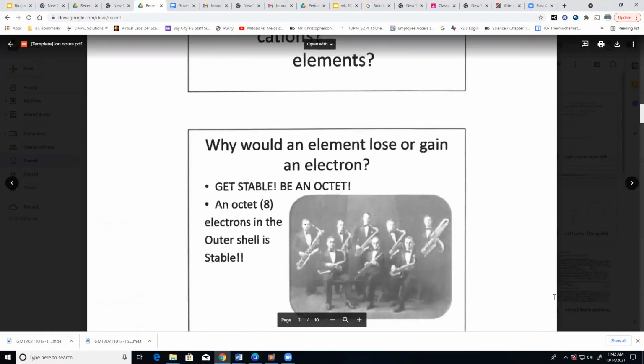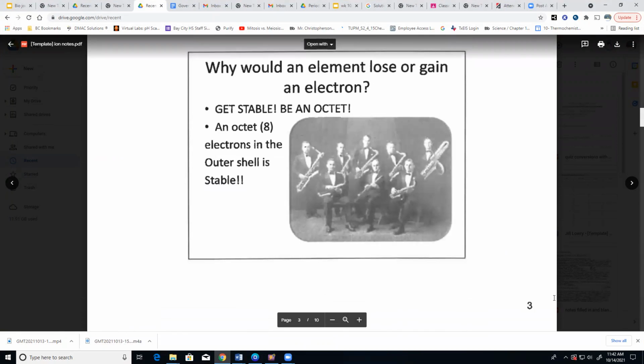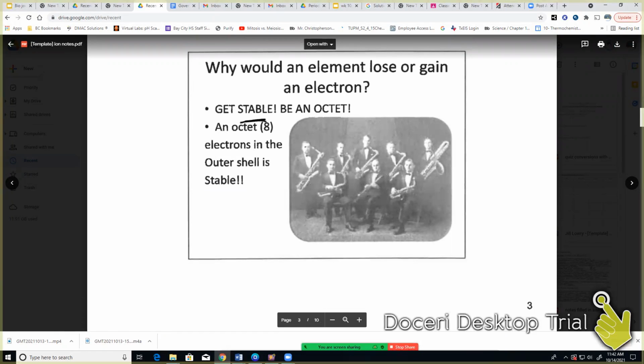All right. So I've kind of said it a couple of times, but the reason that elements gain or lose electrons is they want to become more stable. They would like to have an octet, which is 8 valence electrons. And if they can do that and become more stable, then they can exist at a lower energy level.